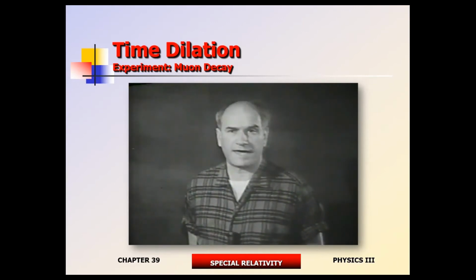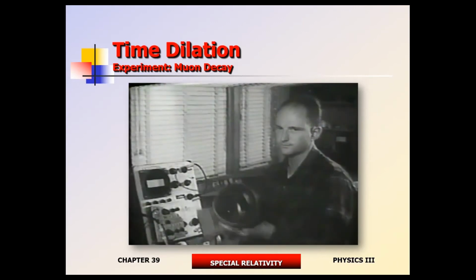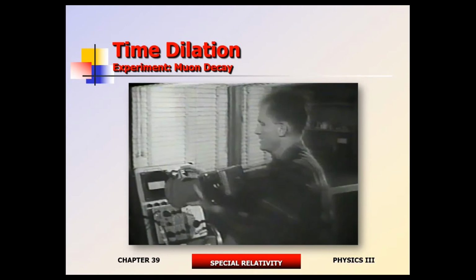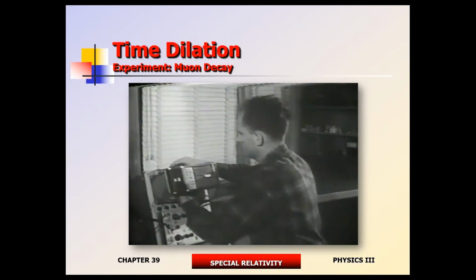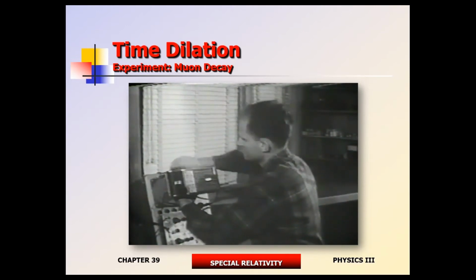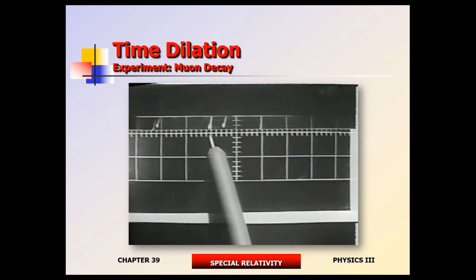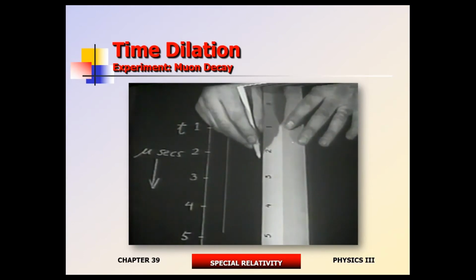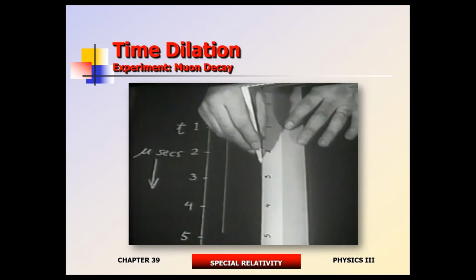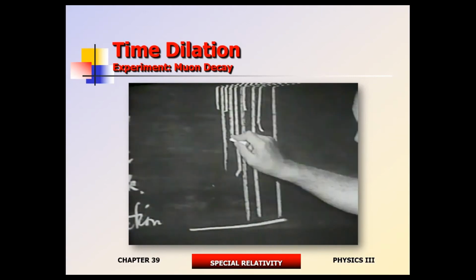A quarter of a century ago, Dr. David Frisch of MIT and Dr. James Smith of the University of Illinois filmed a classic experiment proving the reality of relativistic time dilation. They did it by measuring the flux through the atmosphere of a radioactive subatomic particle called the mu meson. Created at the top of the Earth's atmosphere by cosmic rays from outer space, mu mesons zoom straight downward at nearly the speed of light.